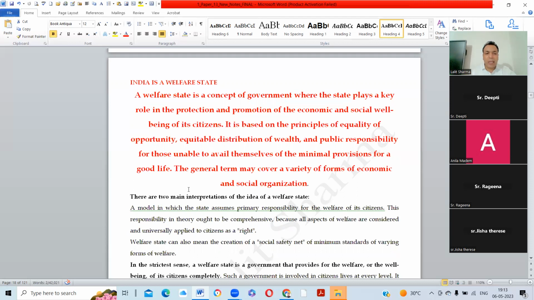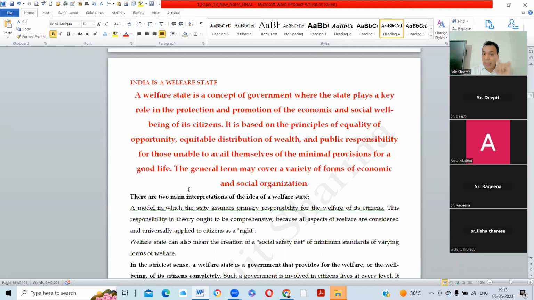It is based on the principle of equality of opportunity, equitable distribution of wealth, and public responsibility for those unable to avail themselves of the minimum provisions for a good life. The general term may cover a variety of forms of economic and social organization. So guys, do you think that since independence, after 75 years, there is equality of opportunity, equitable distribution of wealth, equitable?